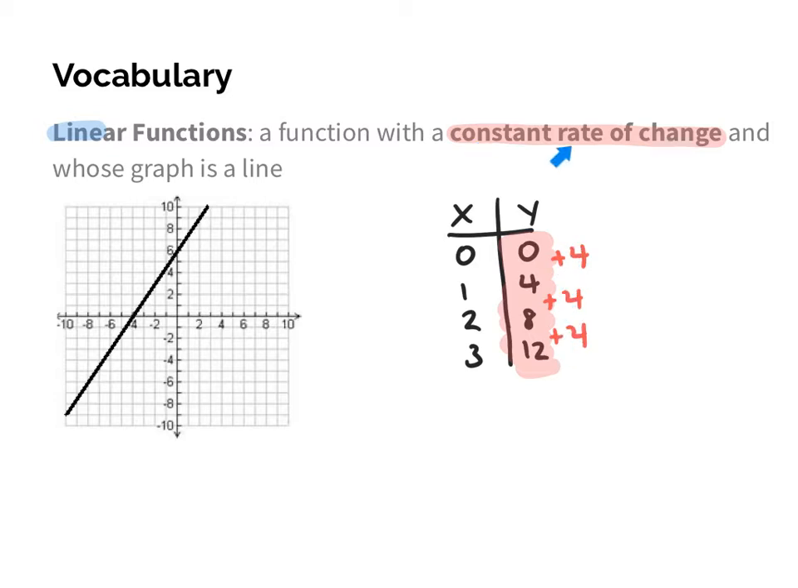Constant means the same. Rate of change, we're looking at how the y values change. And notice that is true as the x values are also changing by a constant amount, going +1 every time. But specifically, we're looking at the output. So if we see a constant rate of change, we know that function is linear.